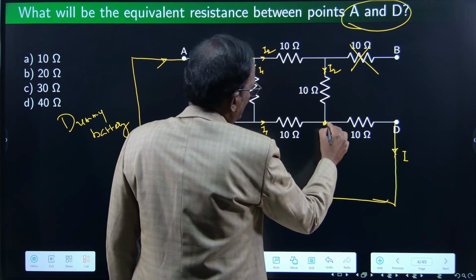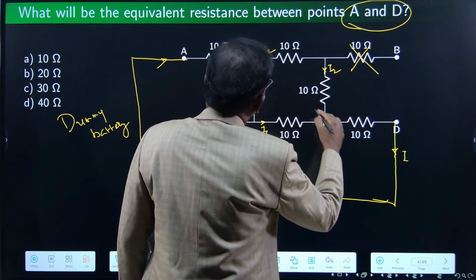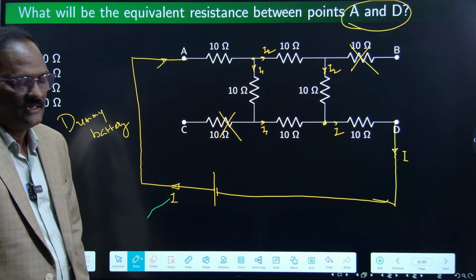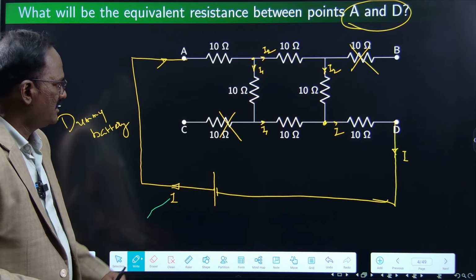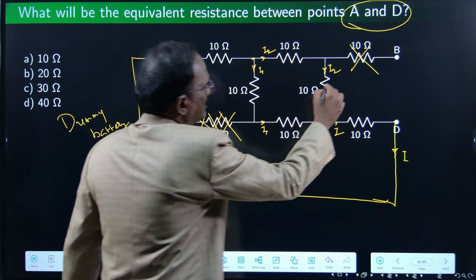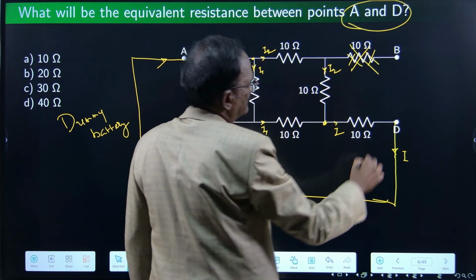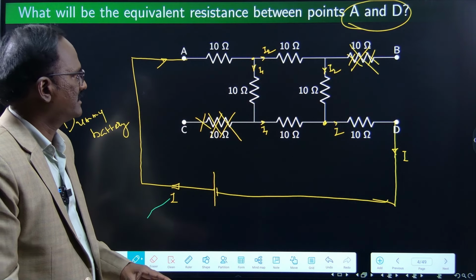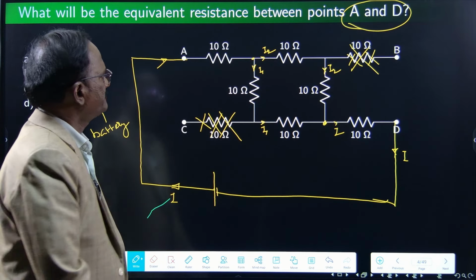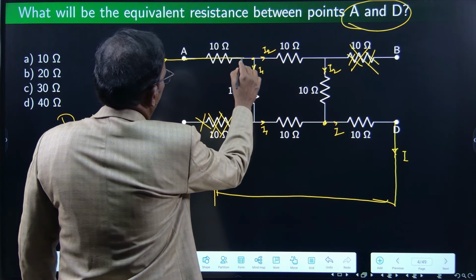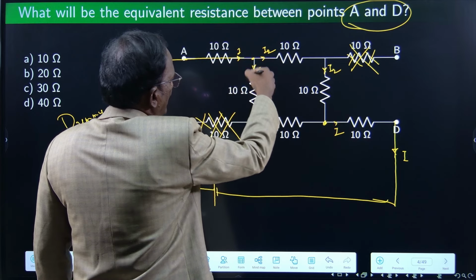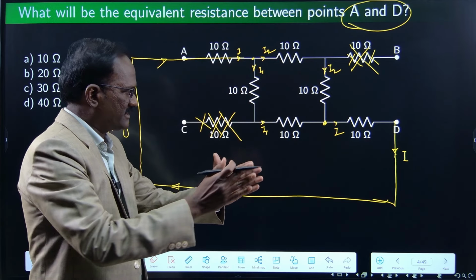Then in this junction, I1 and I2 are added. It is divided here, then here it is added. It is returning back to the battery. Right, so this resistor is not at all included in our calculation. It is technically absent. So after removing these two resistors, this is I ampere. Through this first 10 ohms, I ampere is flowing, then I1 and I2, it is divided, right?